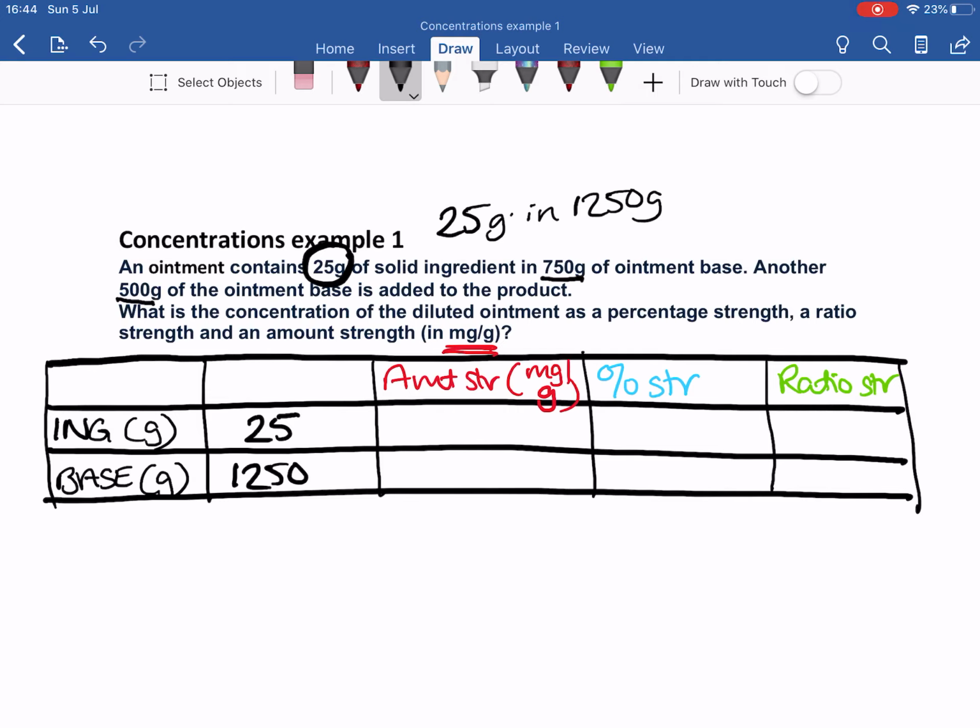So for the amount strength, we need the number of milligrams per gram. So our known figure there is 1 gram. We're trying to calculate the amount per 1 gram. With the percentage strength, that is the number of grams per 100 grams. So our known figure there is 100. And for our ratio strength, we know that's going to be 1 in a certain amount. So the black figures there are what we know.